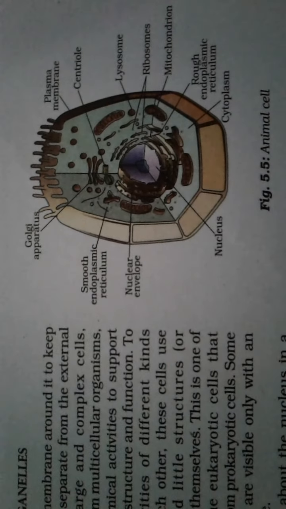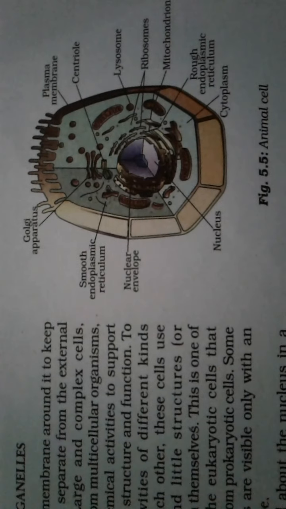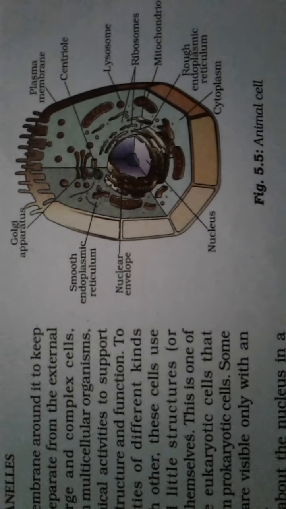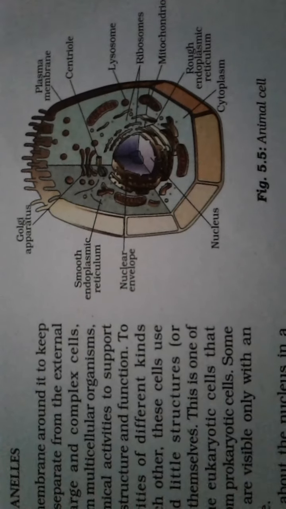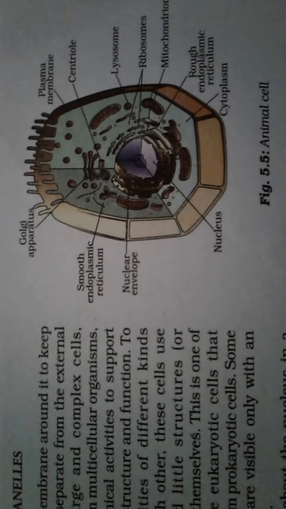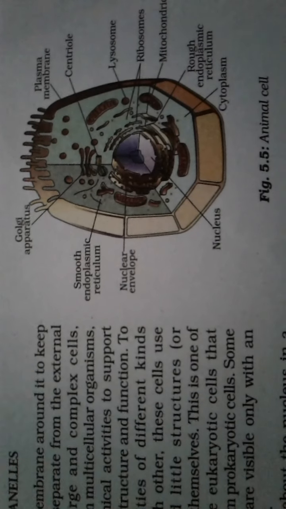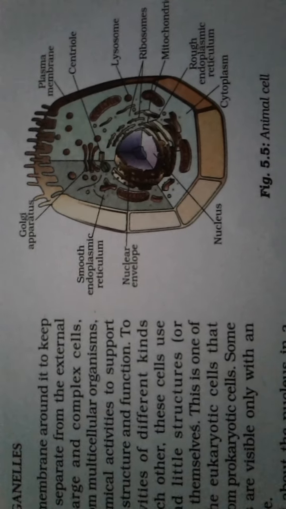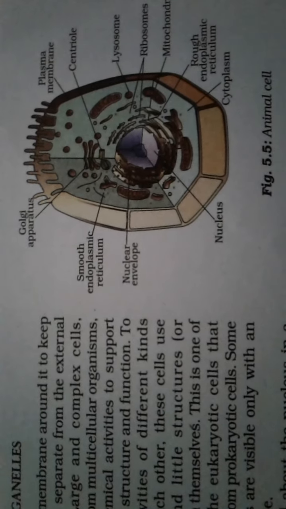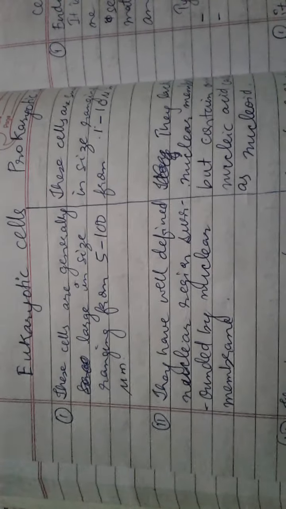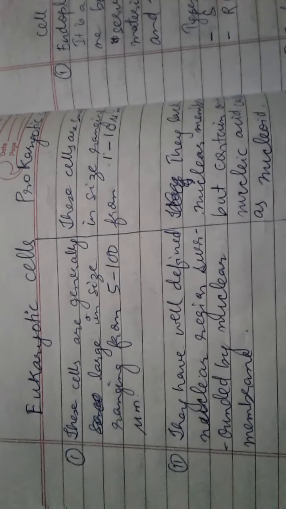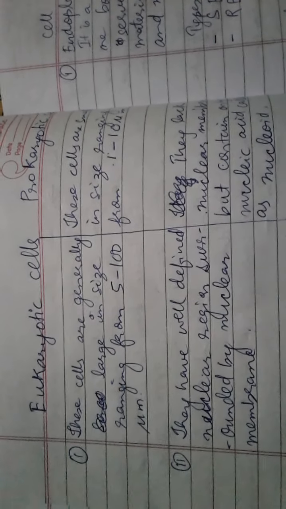Figure 5.5 on page number 63 shows us an animal cell, and if you look here, it shows the different organelles that are present in the animal cell: the Golgi apparatus, smooth endoplasmic reticulum, nucleus, plasma membrane, lysosome, mitochondria, cytoplasm, etc.